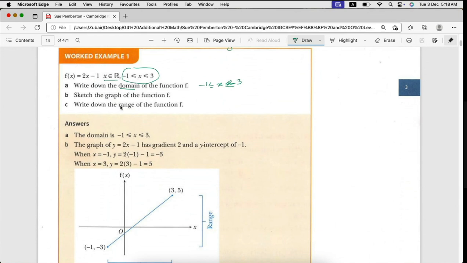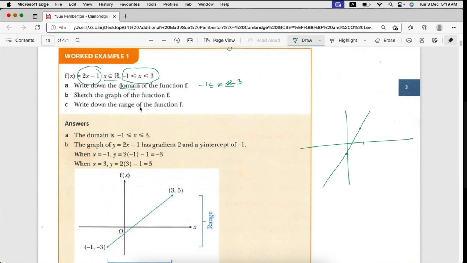And it says sketch the graph. I can see that the graph is a straight line. At x 0, y is minus 1. So when we substitute x 0 we get y minus 1. Then when x is 1, 2 times 1, 2 minus 1 is 1, so at x 1, y is 1. So we would just draw the straight line.